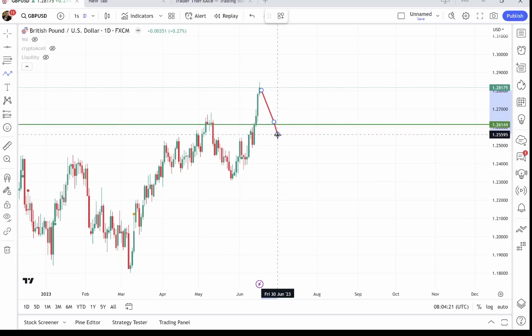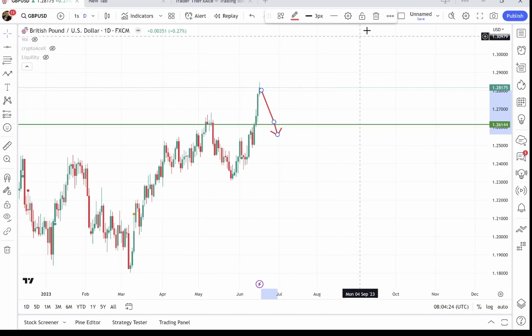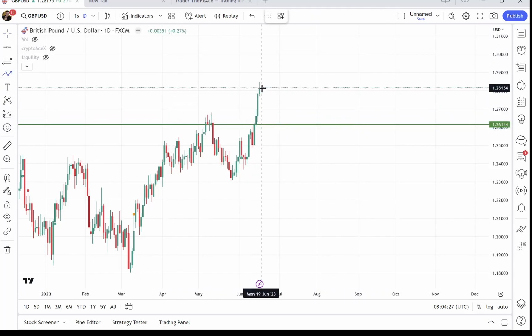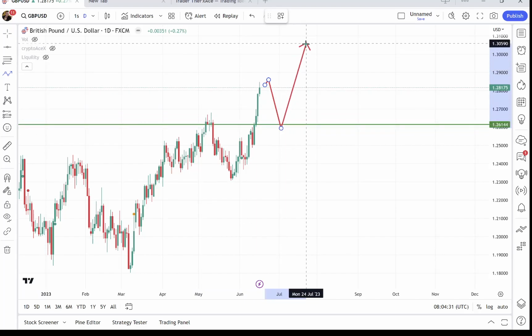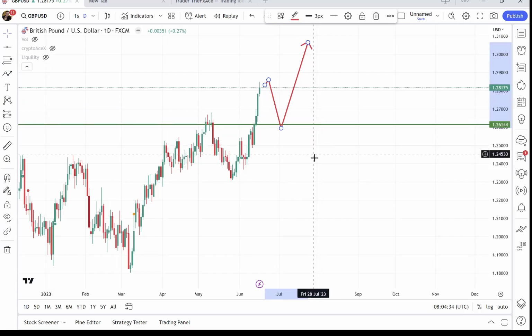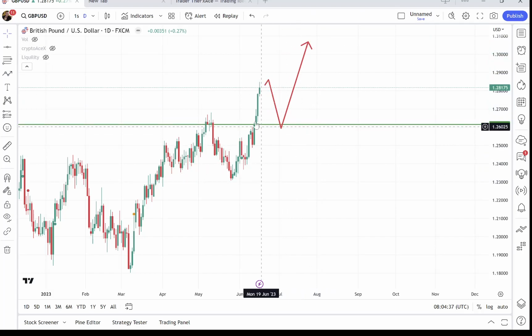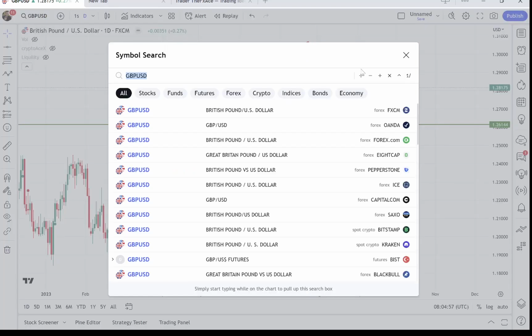Maybe could go a little bit further, pull back towards 126, and then that allows us to get back in this position to the upside. So I wouldn't look to be selling this. I would look to be getting in on the next leg up. We have the breakout, so expect a pullback to the breakout area around 126, and then that would be a good area to start getting long again on this pair. That's what I would be looking for this week on the British Pound USD.